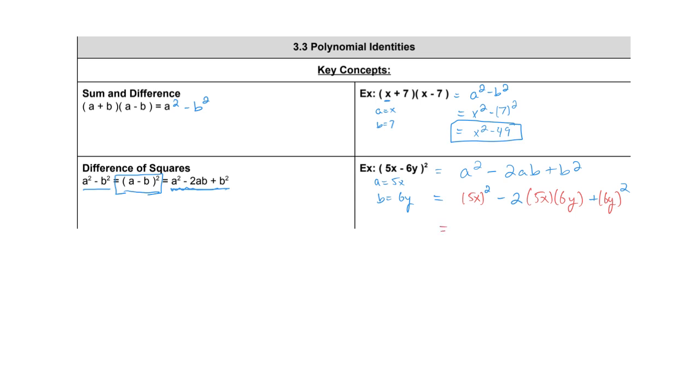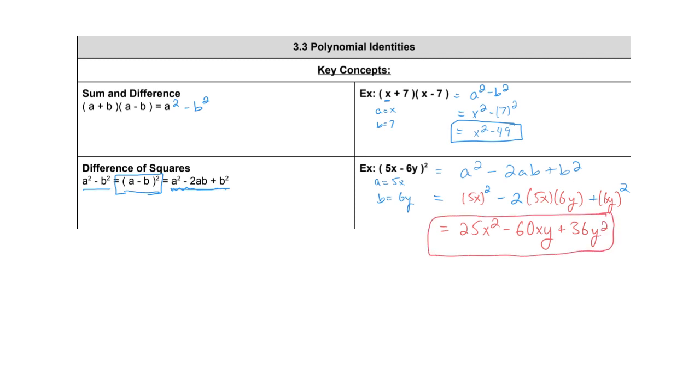Okay, then we just clean it up. You got to square the 5 and the x. So 5 squared is 25. X squared is x squared, minus, let's see, 2 times 5 times 6. So 2 times 5 is 10, times 6 is 60. And then x times y, so 60xy. And then the next one, square the 6, so plus 36y squared.